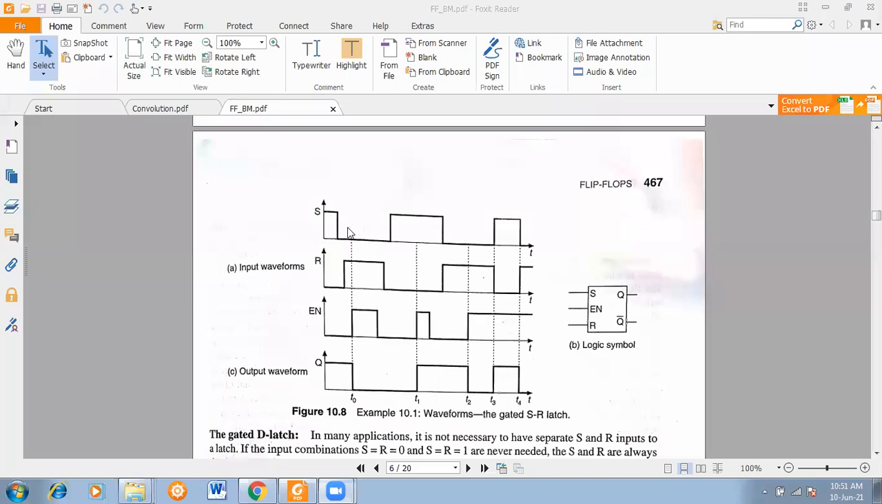So here, look, first S is equal to 1, R is equal to 0. So it is the 1 0 condition. Okay, 1 0 condition, but the clock is 0 here. The clock is 0, the enable input is 0. So you people know that if the clock is 0, your output will never change. Whatever be the previous state, that will continue.